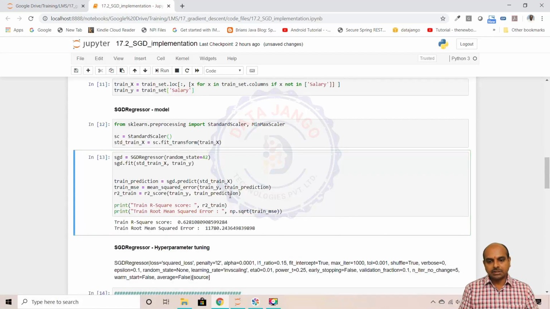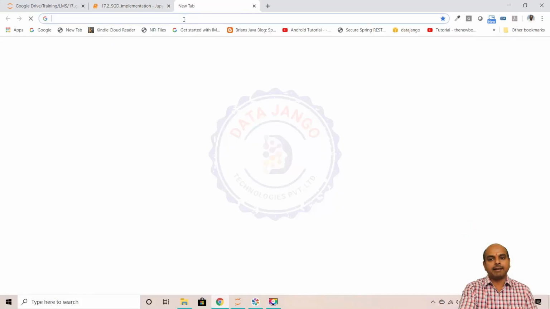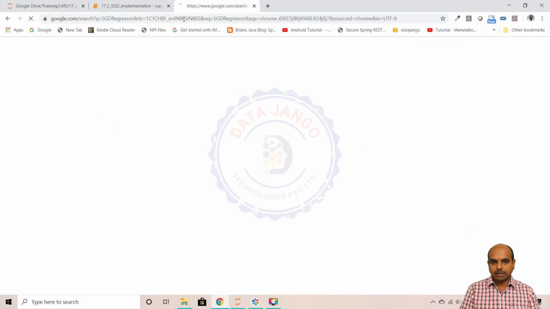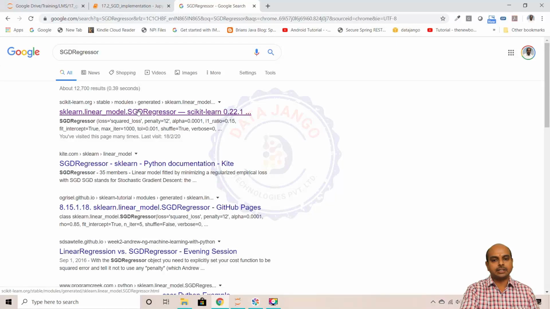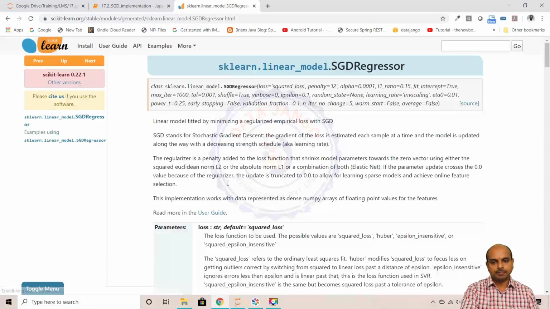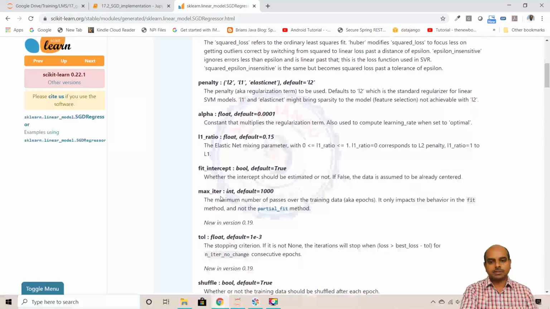Let us try to execute this and see. I have got 62% accuracy. Even on the linear regression model, we have got the same accuracy. By default, this stochastic gradient descent algorithm will have default values specified to the learning rate and the iterations. Let us see what those are. So these are called hyperparameters.